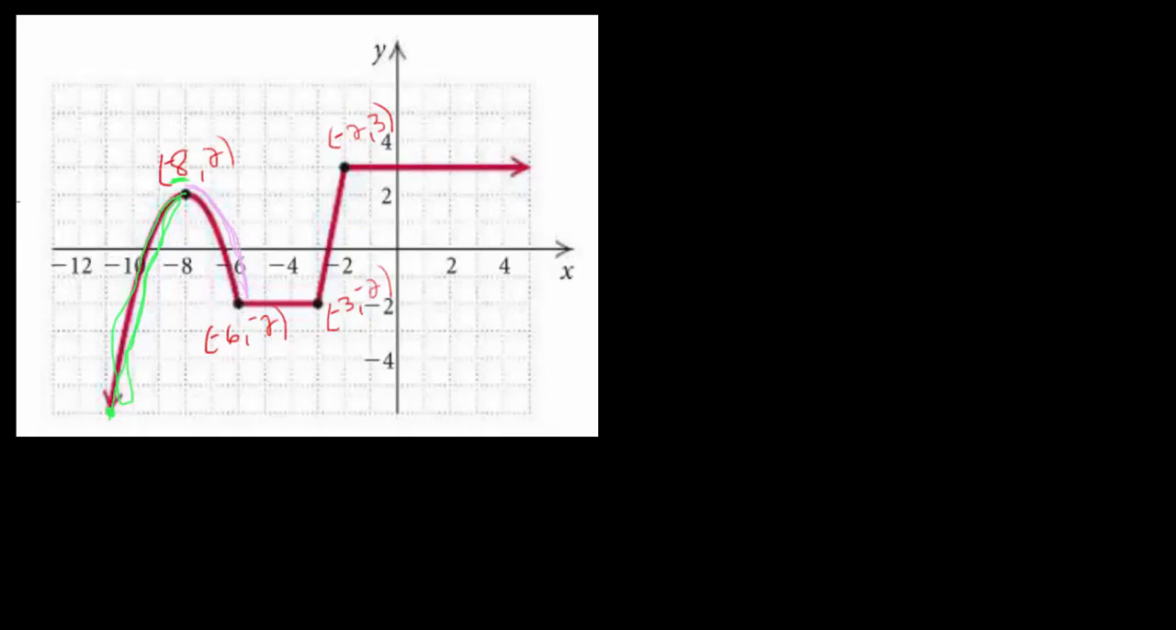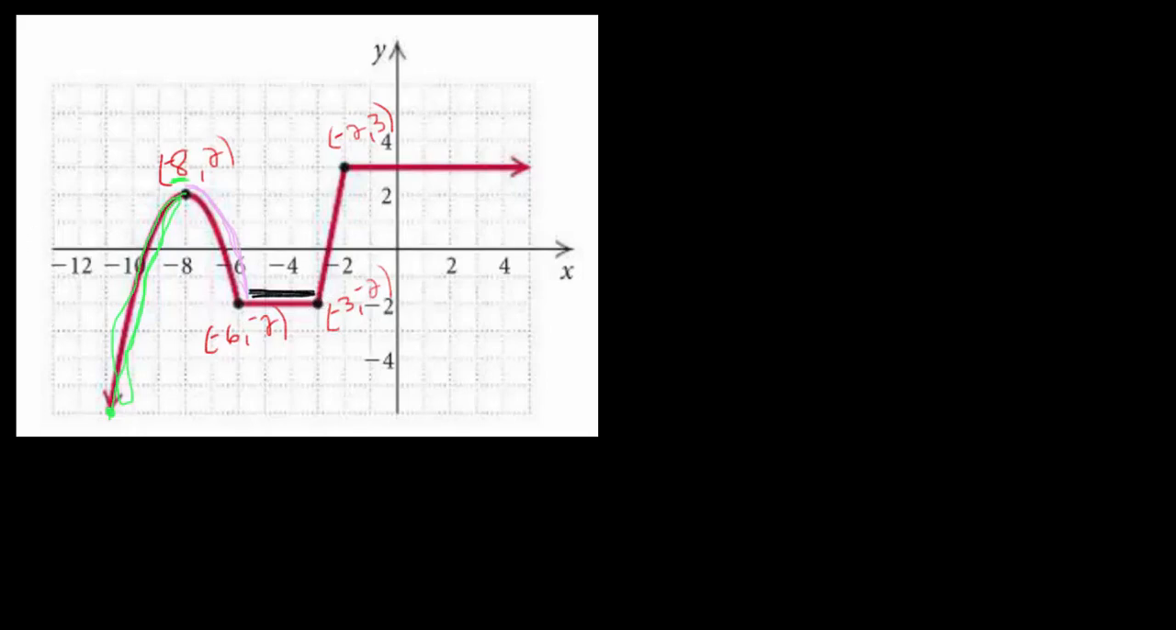Now, once I get to negative 6, something happens. And let's try to use maybe black for that. Okay, something happens and my y values do nothing. They do nothing at all as I travel from negative 6 to negative 3 on my x-axis.